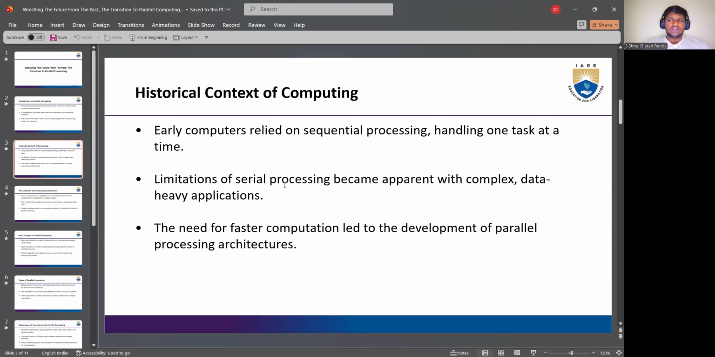So the limitations of serial computing, due to the lack of processing power, became apparent with complex and heavier applications. The need for faster computation led to the development of parallel computation. So the need to process these complex, heavy applications gave rise to the development of parallel processing architecture.